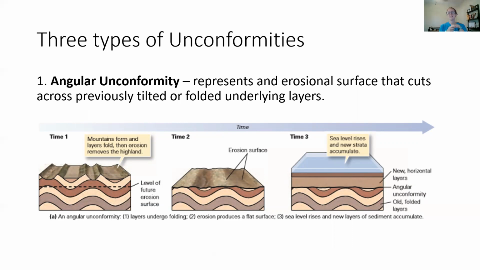So this tells us that something had to have happened. There has to be some time missing in the rock record, right? First, material was deposited and that material was folded and tilted. Then that material was eroded away so that new flat layers could be deposited on top.